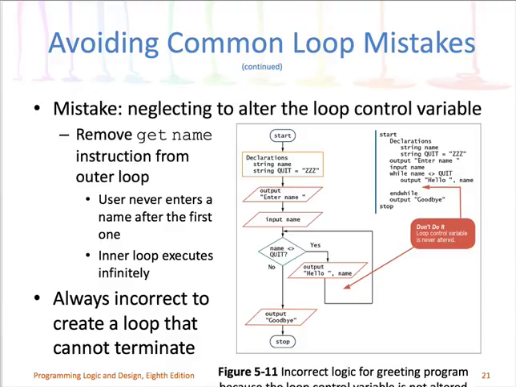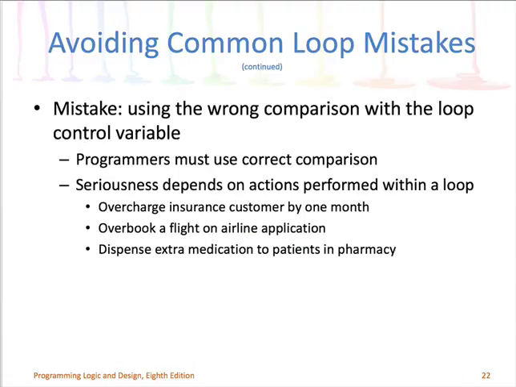Here, the mistake is you're looking for name to not equal quit. You never ask for the name again, so whatever first name you put in will continue to be used over and over again, and it will never equal quit. So in addition to having an infinite loop, it is going to be one that just continues printing hello and the person's name over and over again, and it's going to be the same person. So that's where you didn't alter the loop control variable, in this example, the variable name.